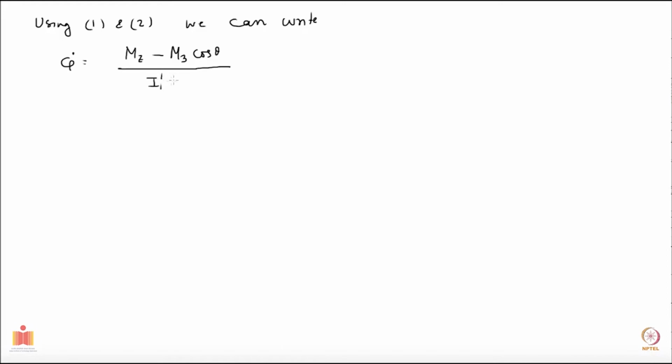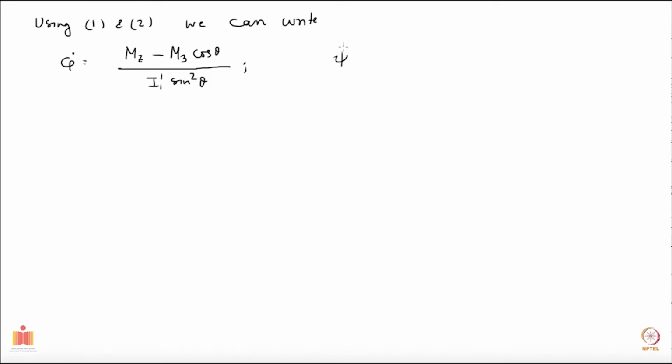So using 1 and 2, we can write phi dot is equal to mz minus m3 cos of theta, the whole thing divided by I1 prime sine square theta. And then you will also have psi dot. Maybe I should give a little bit more gap. Sorry, sine square theta.